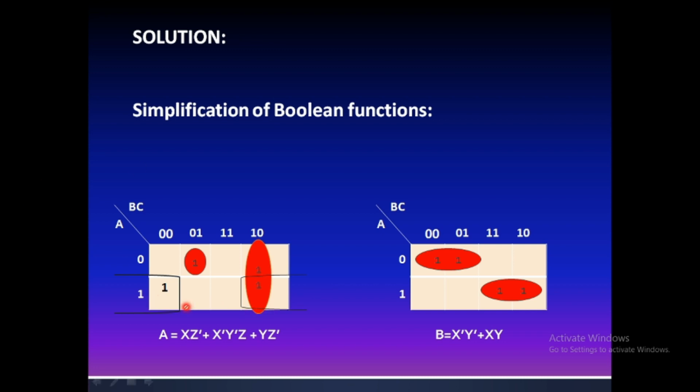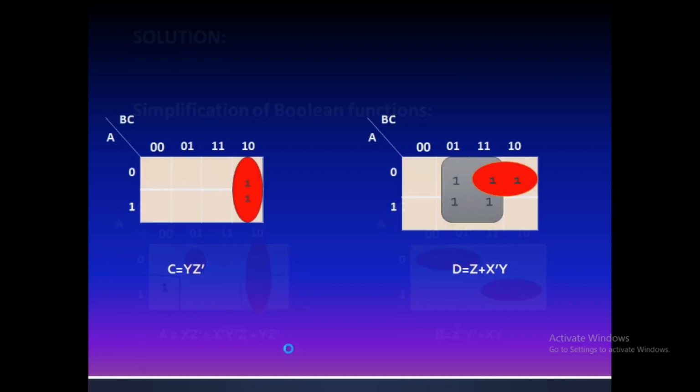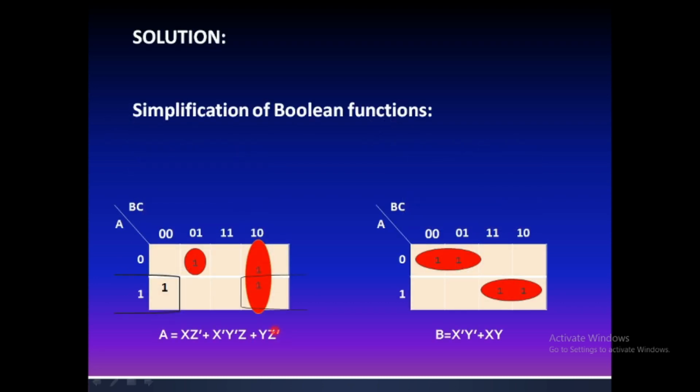When you take the expression of A, you can see that it has three product terms: x z bar plus x bar y bar z plus y z bar. Students, if you notice, our C has a single product, y z bar, and this can be replaced here. So in the A function, I can write my final function of A as x z bar plus x bar y bar z plus that of C.